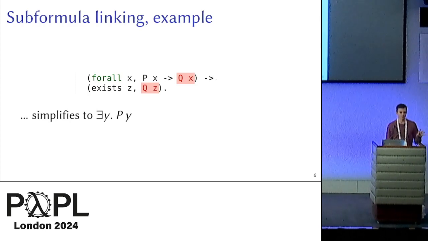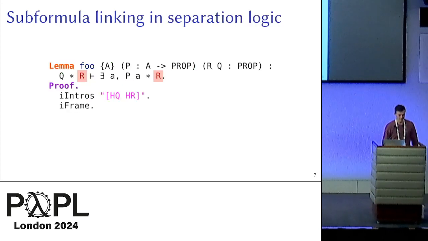Now, I've been talking about this for a while, but I'm in the separation logic slot, so you must be thinking, where are the separating conjunctions? Subformula linking is also useful in the separation logic setting. Here's an example goal you might encounter when using Iris, the framework for concurrent separation logic. You have a predicate P and resources Q and R, and you notice, hey, this R occurs both in my hypothesis, but also in my goal. And you have this iFrame tactic, which also sees that and uses it to cancel them out.